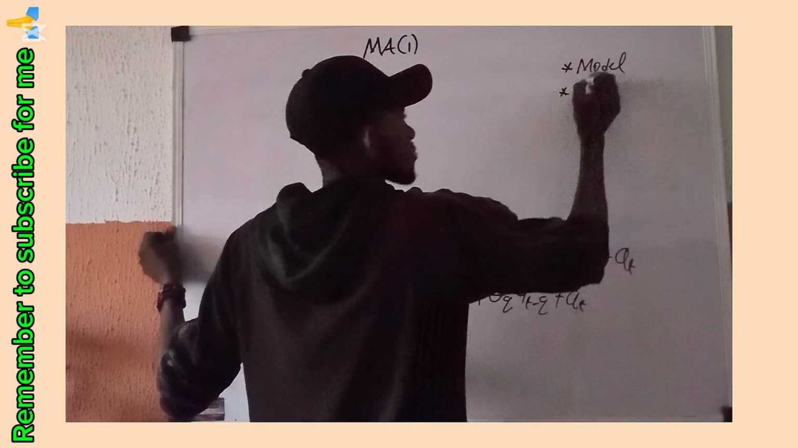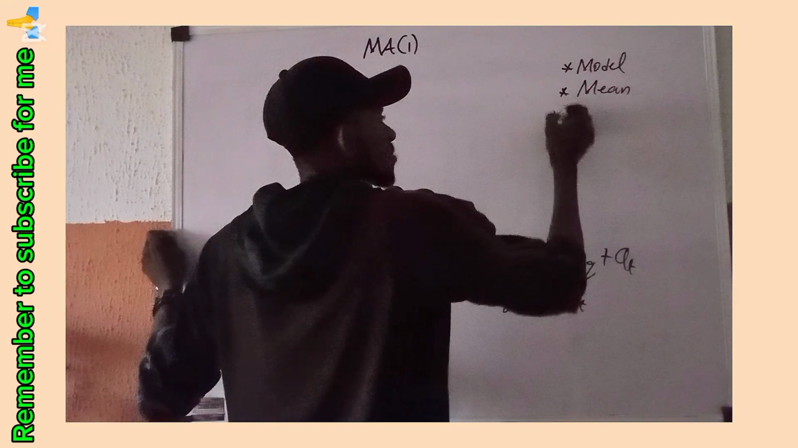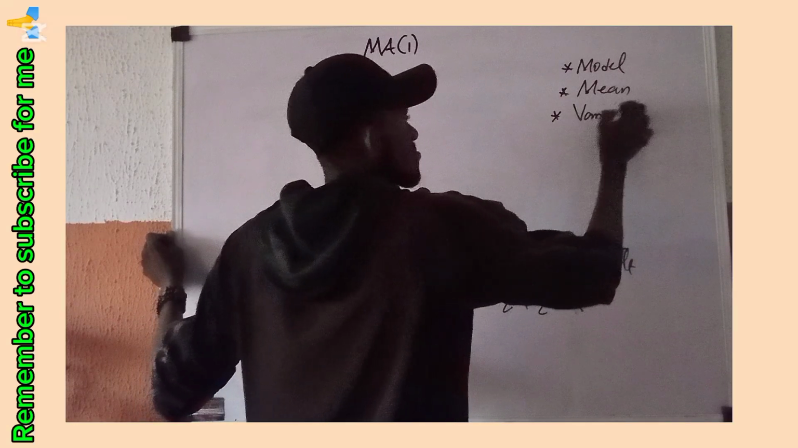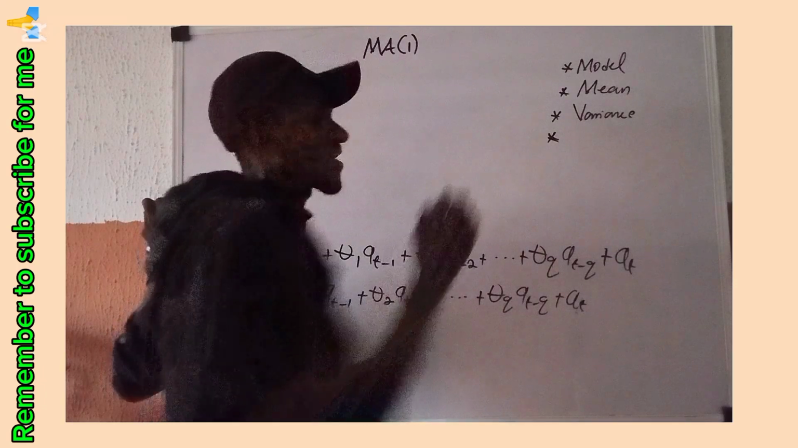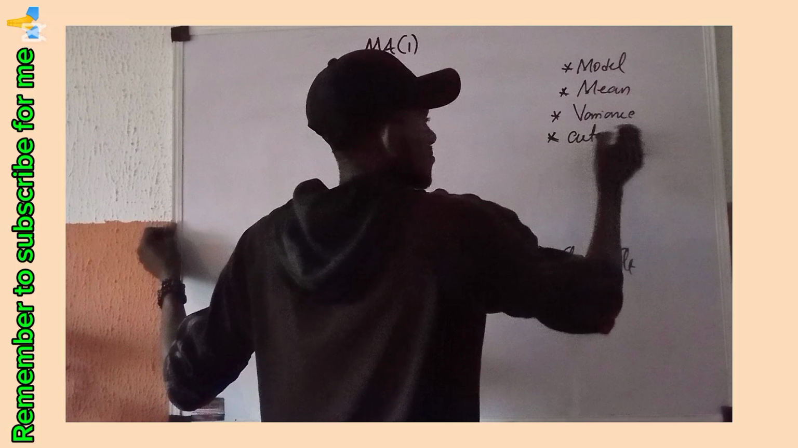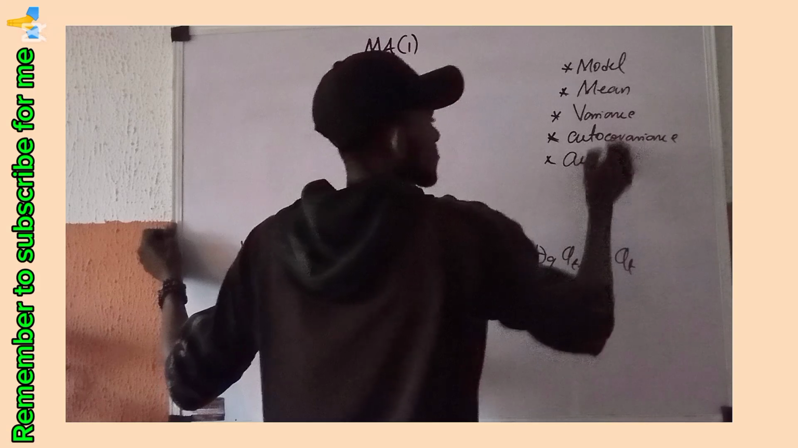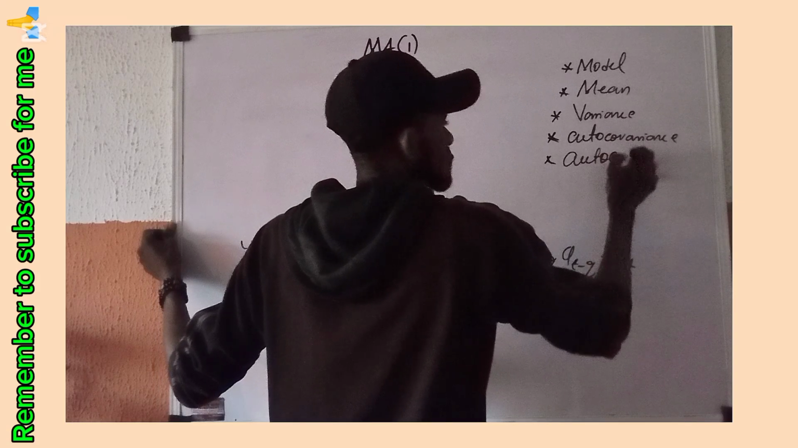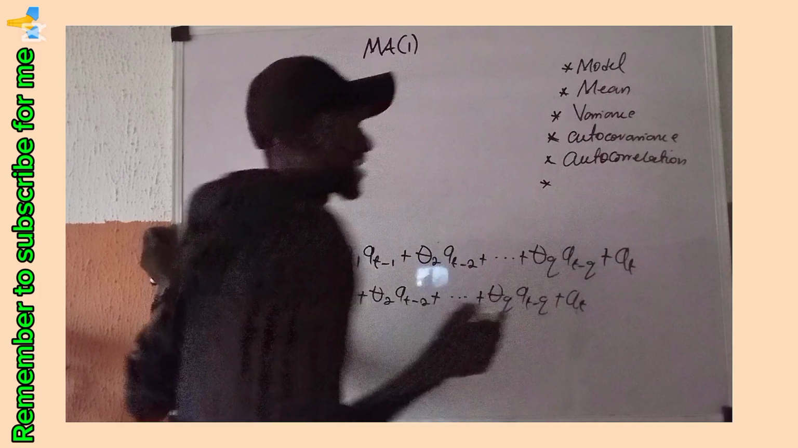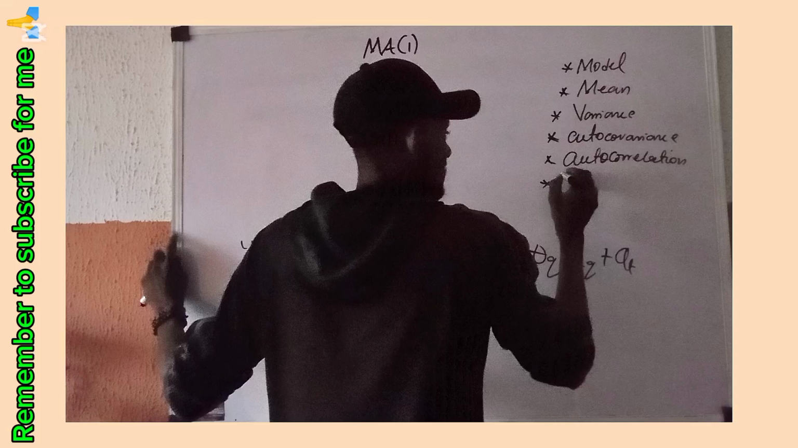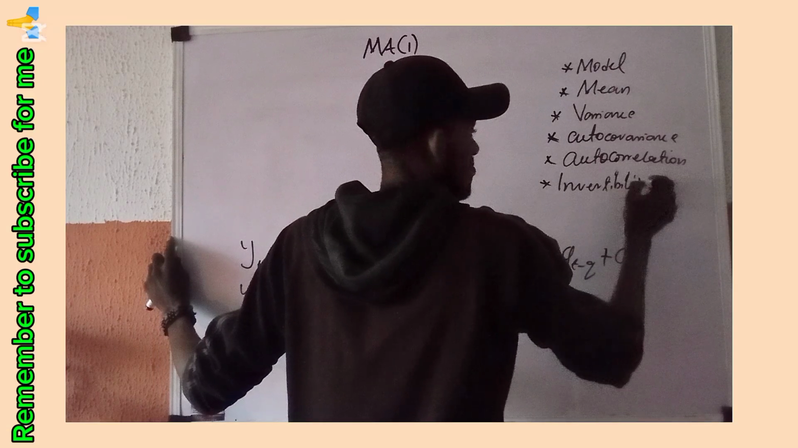We equally look at what we call the mean. We equally look at what we call the variance. We equally look at what we call the autocovariance. We look at the autocorrelation. And then we look at what we call the invertibility condition.